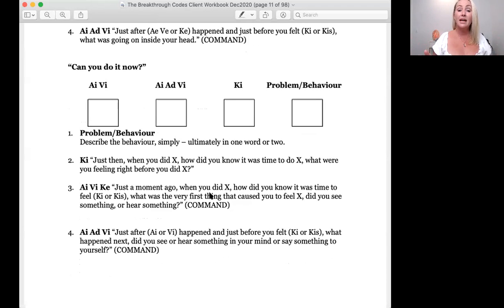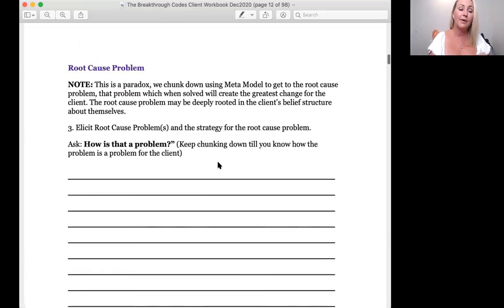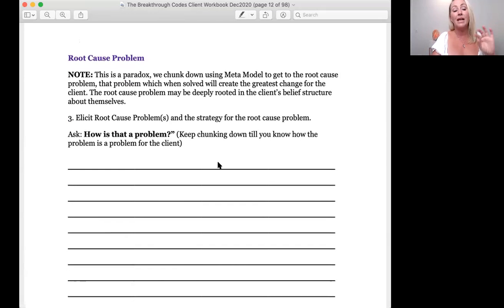If they say yes, then you elicit the strategy for how they just created that. It has to be internal. It has to be an internal picture or an internal voice that they hear. It could be a kinesthetic feeling as well, but generally it's going to be one of those. And then what happened next, what happened next, what happened next. So you elicit the strategy for how they do it now. Now we've got the presenting problem. Now we move to the root cause of the problem.